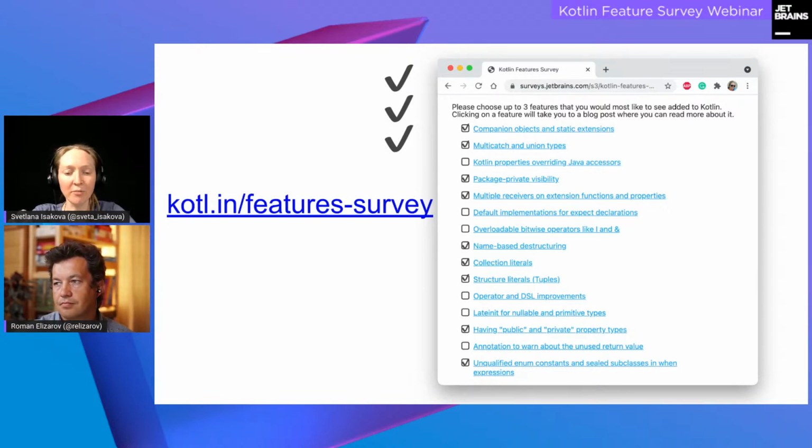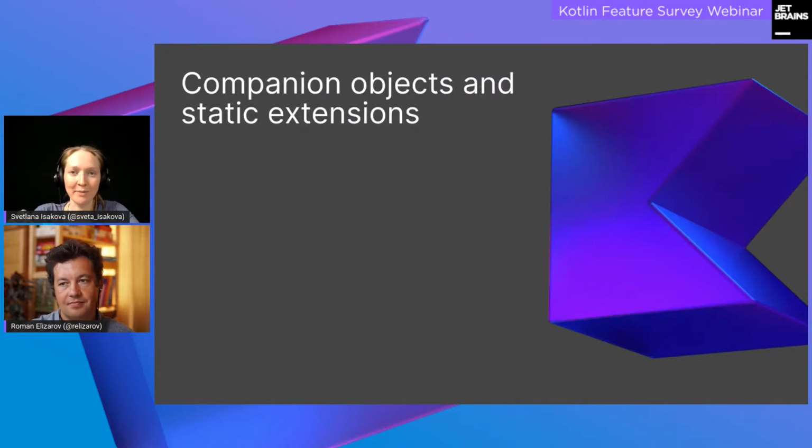Yes, and the format will be the following. I will highlight briefly the problem, and Roma will afterwards describe possible different solutions and some of the complexity standing behind these features, or some more information about them. In the meantime, if you have questions about something that is currently described, we'll try to answer that straight away. So let's begin. We begin with companion objects and static extensions.